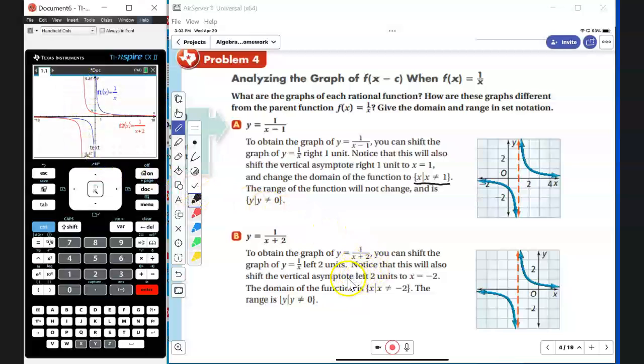So that's why the domain is all numbers except for x does not equal negative 2. And also y is not defined, so y does not equal 0. So this is your domain, and this is your range. Okay. Your domain is all numbers except for negative 2, because that's going to make it equal to 0. And it's all numbers except for 0 on the y values.